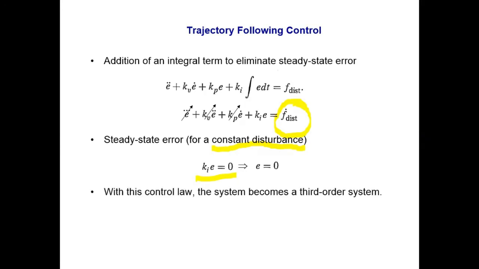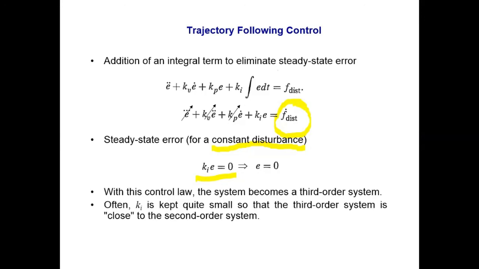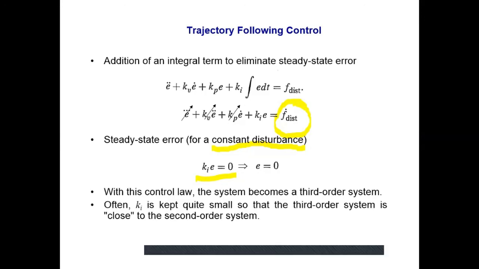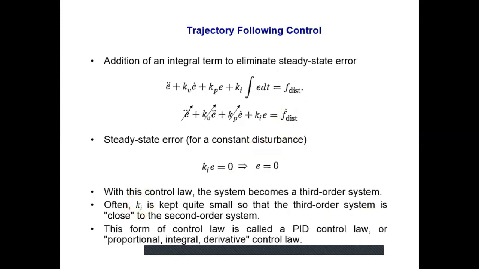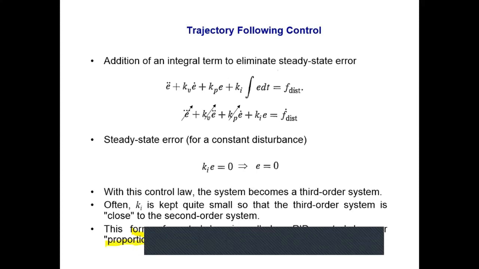With this control law, the system becomes a third order system. To make it a second order system, we often keep the value of ki very small, and it makes the third order system very close to a second order system. This form of control law is called the PID control law, or proportional integral derivative control law.